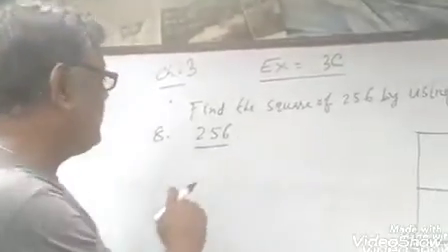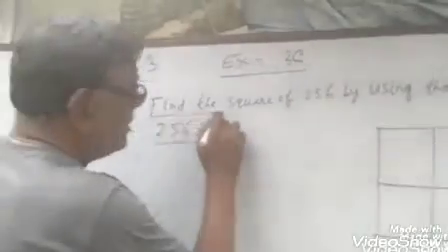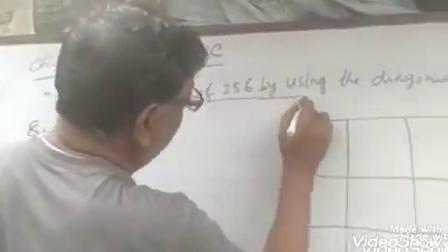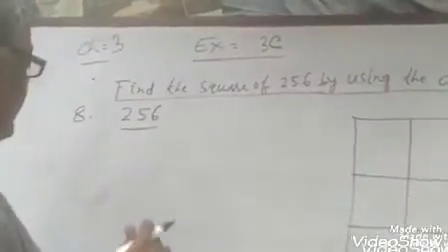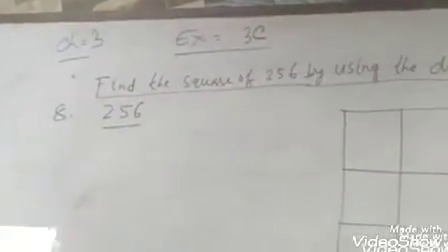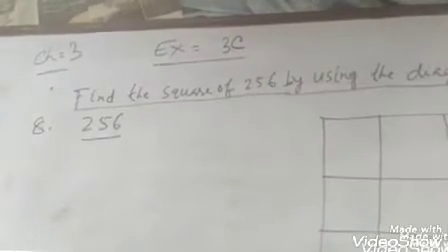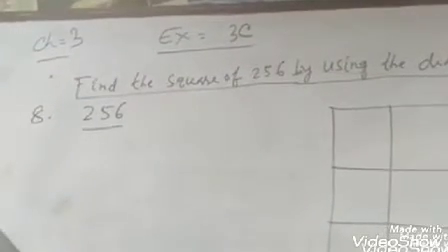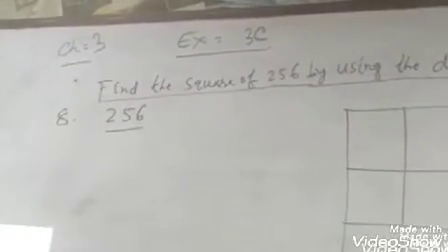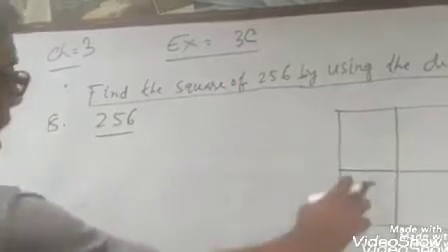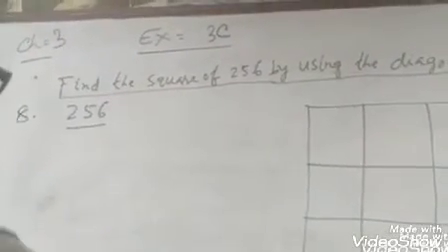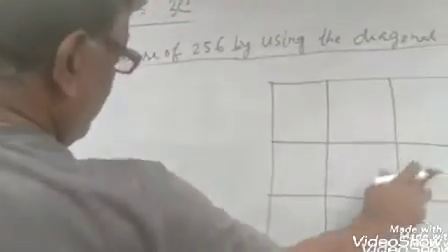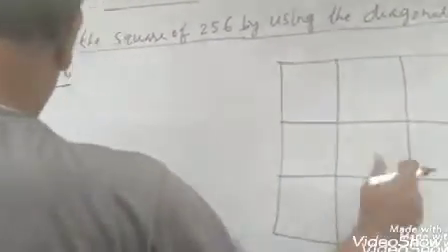Exercise 3C, question number 8. Find the square of 256 by using the diagonal method. 256 is a 3-digit number. Now, at first, I draw a square and divide it into 9 sub-squares. 1, 2, 3, 4, 5, 6, 7, 8, 9.